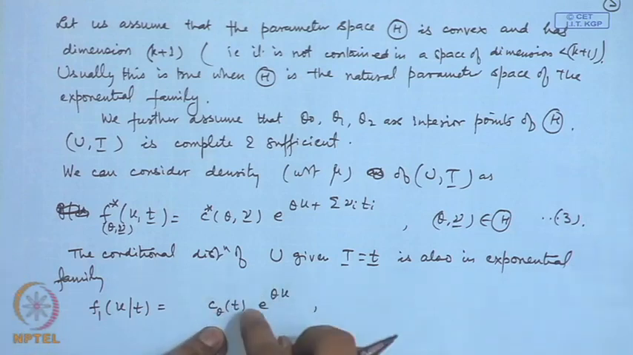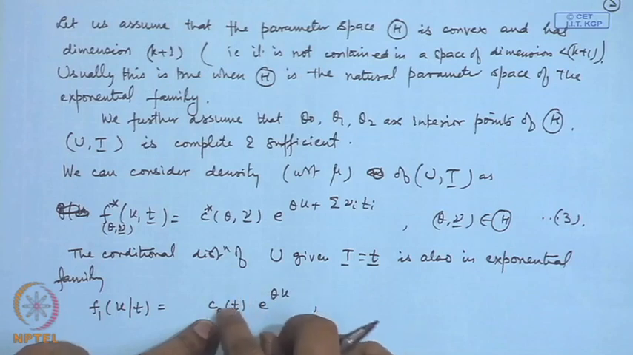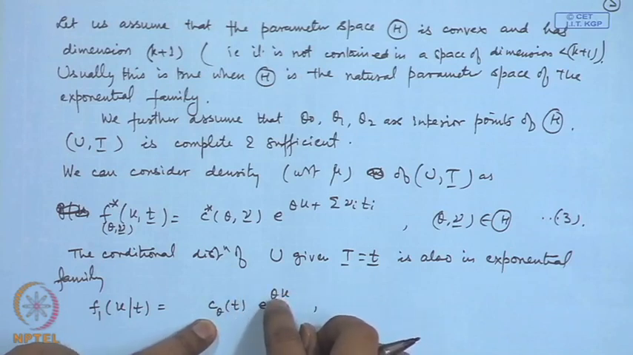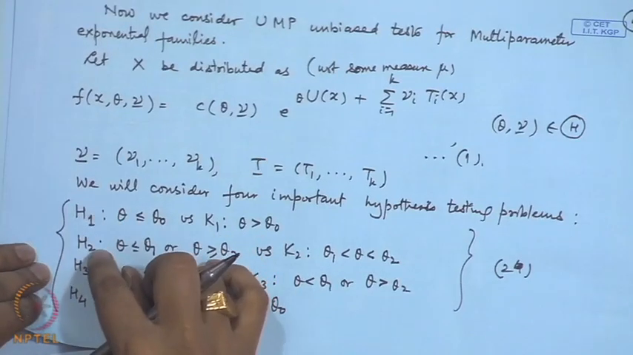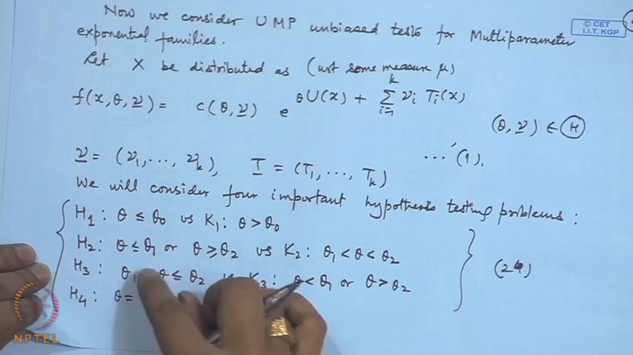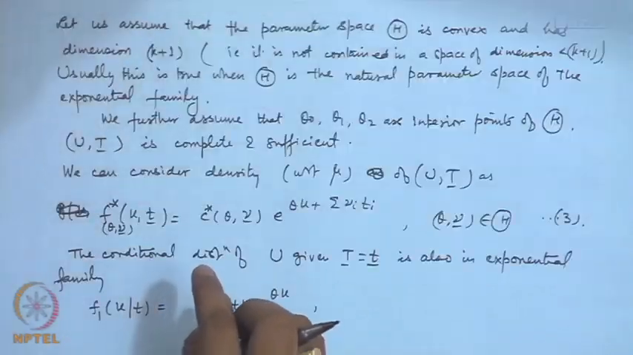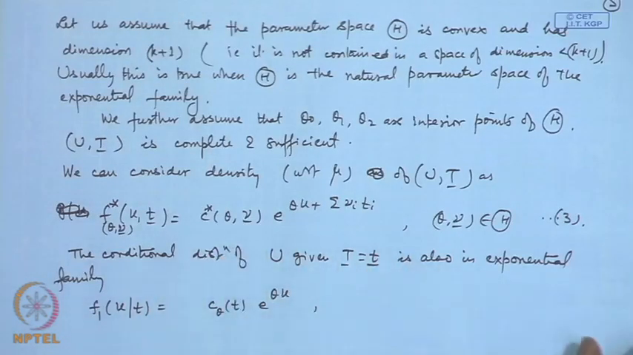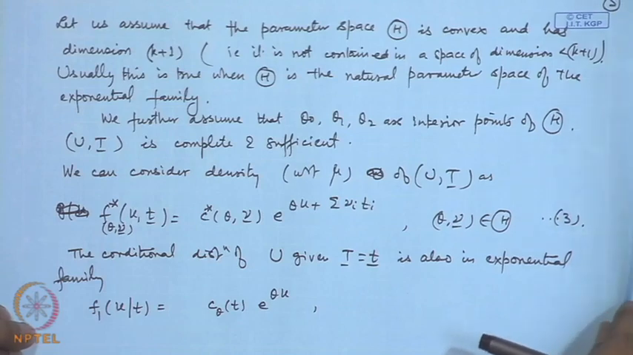Now, if you look at this, here t has become fixed. So, this is nothing but a one parameter exponential family. In the one parameter exponential family, if I am considering the tests H1 and H2, I have UMP tests, and for H3 and H4, I have UMP unbiased tests. Let me relate these things here.